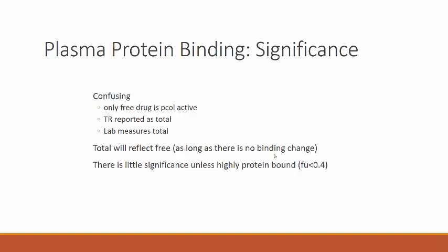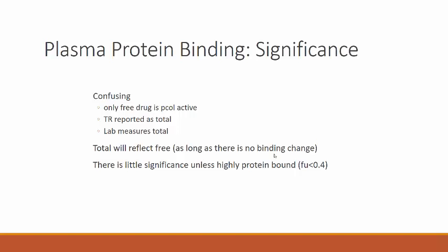So if a drug is very highly protein bound to begin with, we're going to be on high alert for changes in protein binding. If the drug is not highly bound to begin with, so let's say 50% of it's bound, 50% of it's unbound, if it changes by 1% there, then now it's 51% of it is unbound and 49% of it is bound. So it went from 50% unbound to 51% unbound. Really, who cares? Not a big deal. So there's really little significance in protein binding changes unless it's highly protein bound.